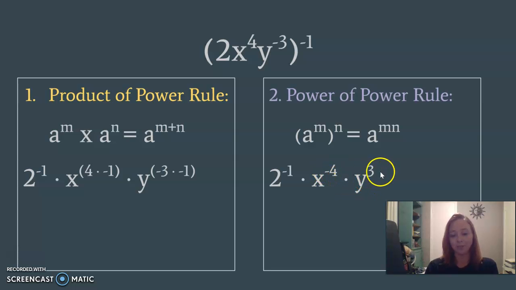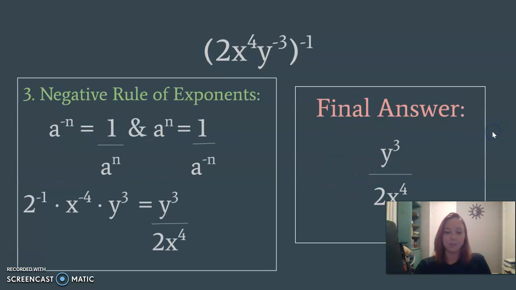y to the third. And then our next step is going to be our negative rule of exponents. That states that if we have a negative exponent, so right here we have a^-n, that's going to equal 1 over a^n. And that's also swapped. So if we have a positive exponent, a^n equals 1 over a^-n.